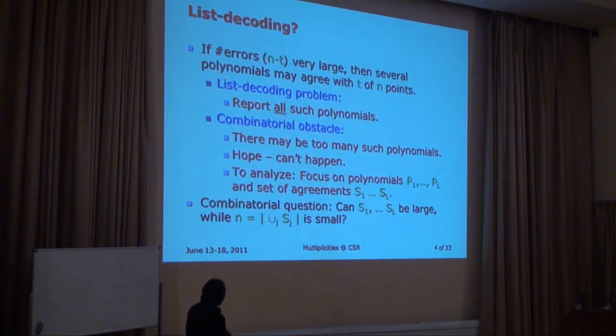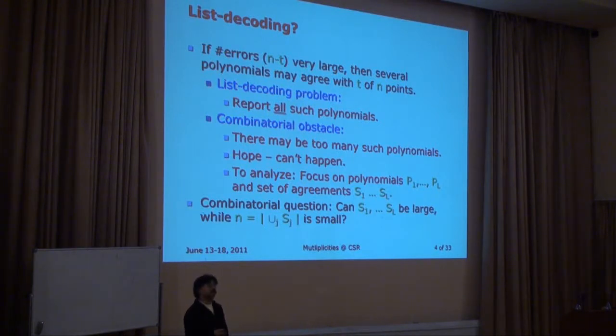Now, the list decoding, what does this phrase refer to? It says that if the number of errors, meaning the number of points where m of xi does not equal yi, is very large, so think of it as 1% of the data is correct and 99% is wrong, that's kind of a setting. Then many polynomials may actually fit with 1% of the data. There could be up to 100 easily by just taking them to be disjoint sets. There may be more. And the list decoding problem says report all such polynomials.